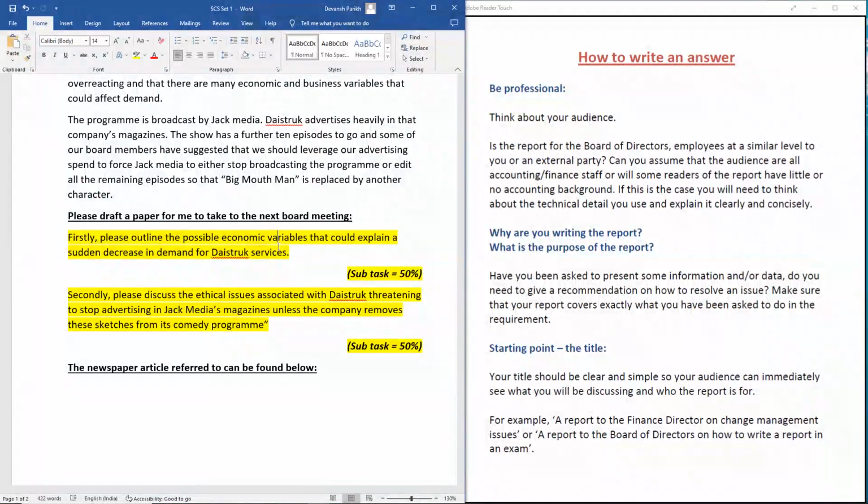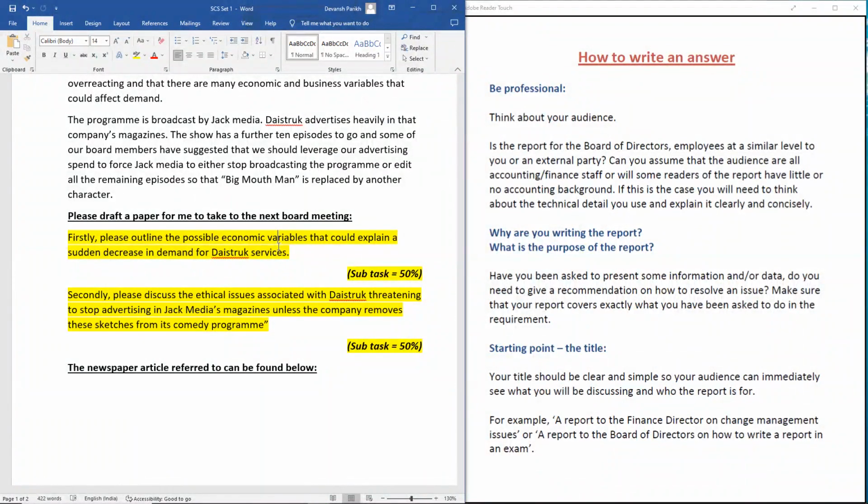So the remaining 8 or 10 minutes that you are taking for planning, you read the task repeatedly again and again. Okay, they're asking me economic variables, economic variables, economic variables. Read the entire thing. This is 50% of my marks, which means I have to write 6, 7 points over here. Same way, second task is, please discuss ethical issues associated with Daystruct threatening to stop advertising in Jack Media's magazines unless the company removes these sketches from its comedy program. So ethical issues, if we threaten Jack Media's magazine, this is again 50% of your marks.